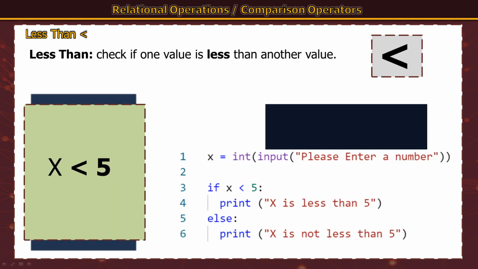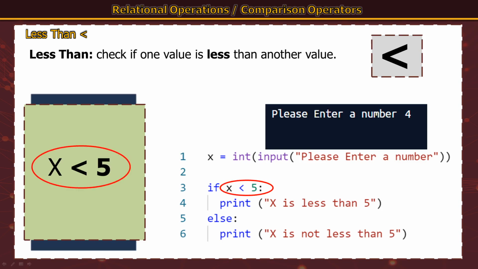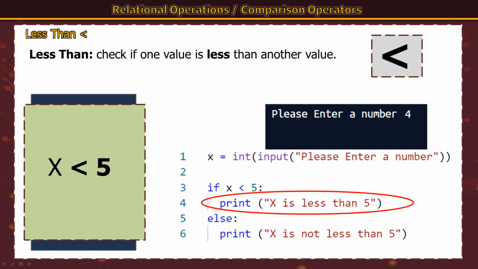Let's take a look at less than. So here you can see on line 1 it asks me to enter a number and I've entered 4. On line 3 it checks if 4 is less than 5. And in this case it is. So it would go to line 4 and it would print out that x is less than 5.